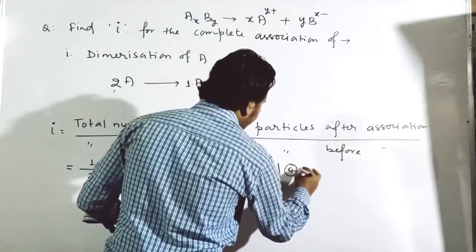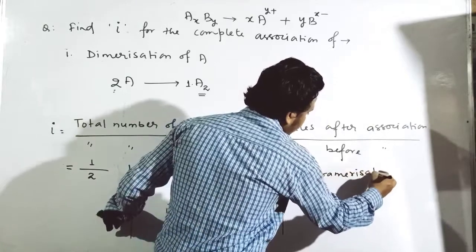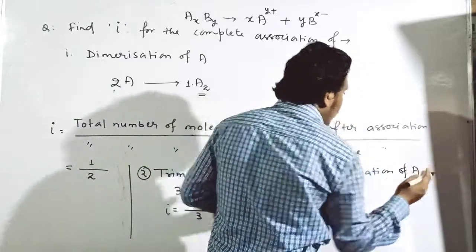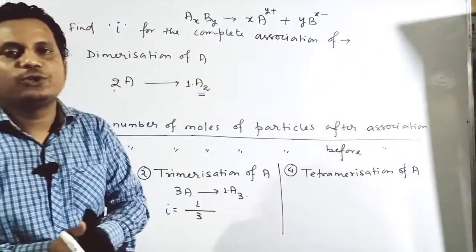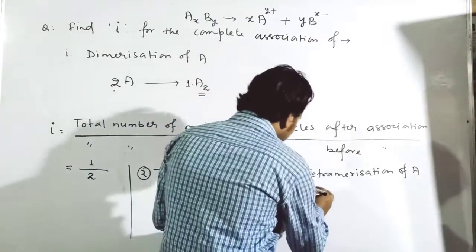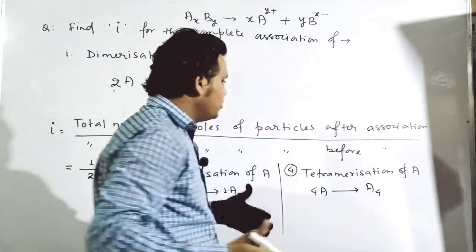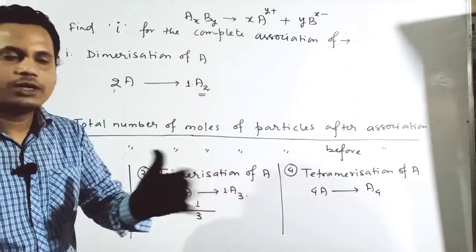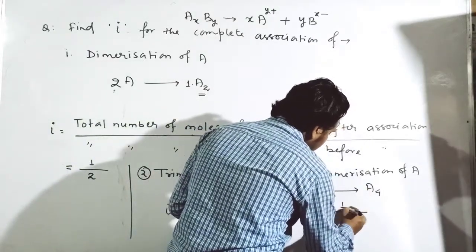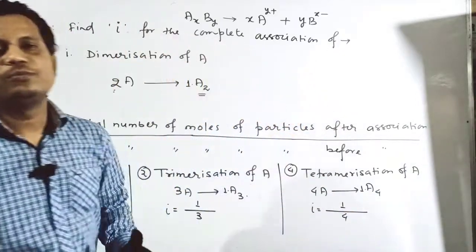Tetramerization of A. What will be the answer? Means 4 atoms of A join together to give a single molecule. Suppose 4A join together to give A4, means tetramerization occurred. What will be the value of I? That is moles of particles after, 1, by before, 4. So I will be 1 by 4.